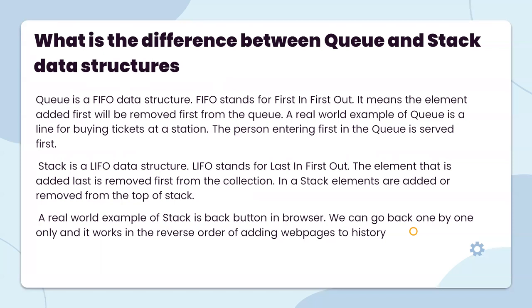Stack is nothing but the LIFO data structure, following the LIFO. Last in, first out. If you are in last, then you will go first. The element that is added last is removed first from the collection. In a stack, elements are added or removed from the top of the stack. The real world example of stack is the back button in a browser. We can go back one by one only, and it works in the reverse order of adding web pages to history.